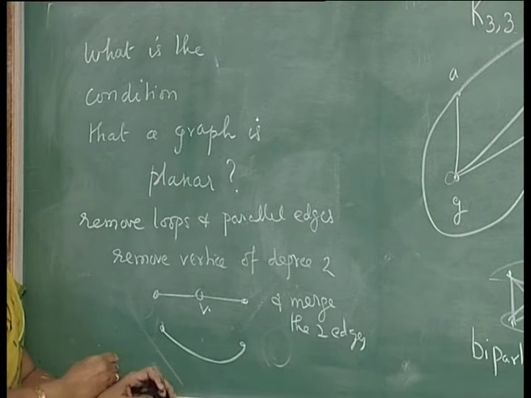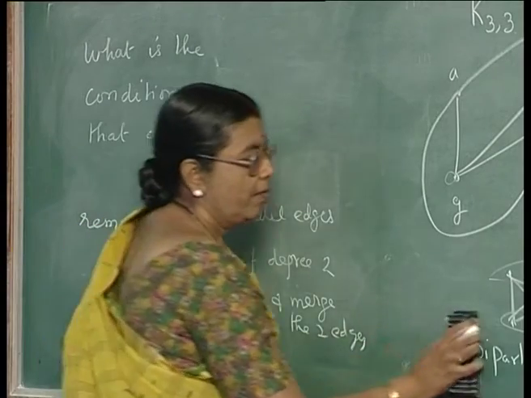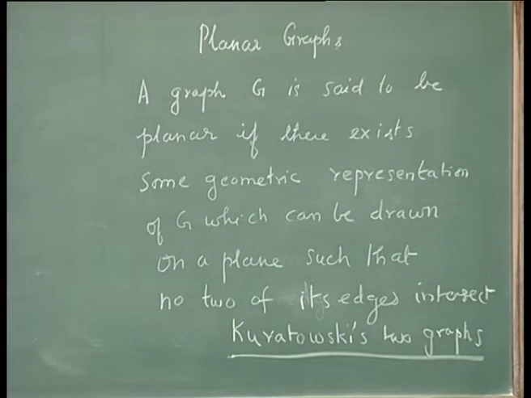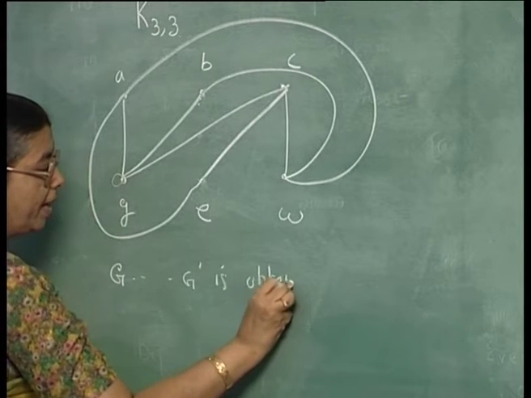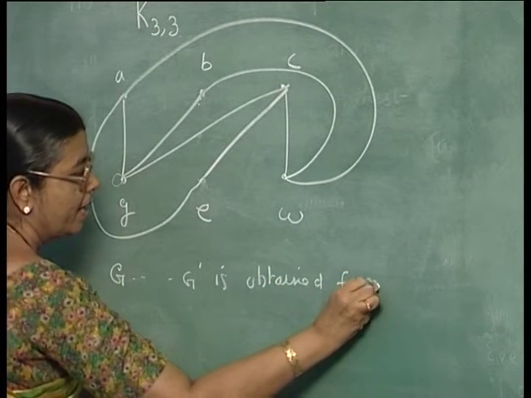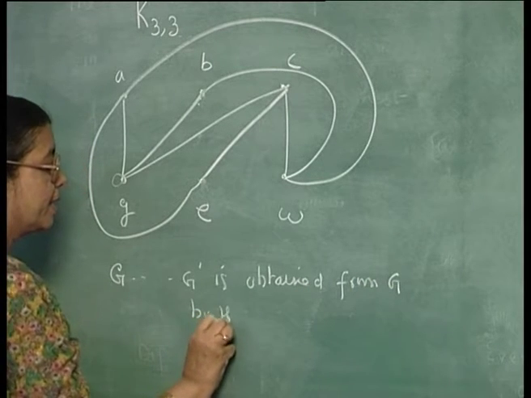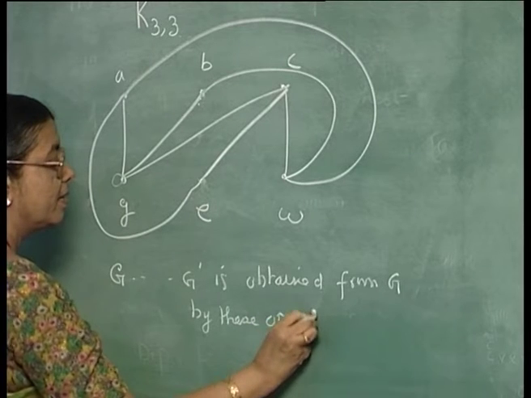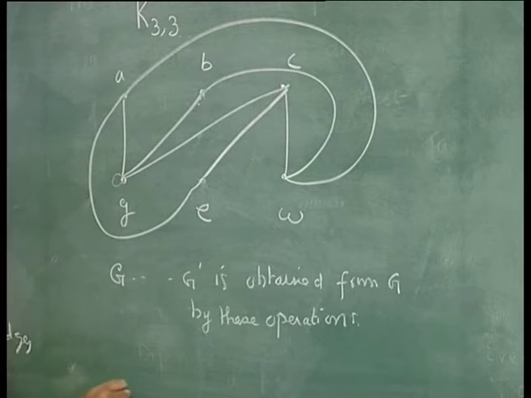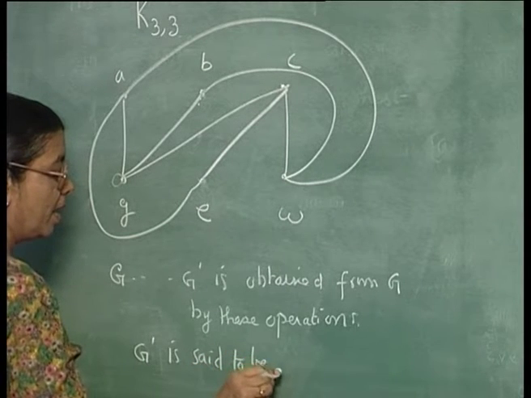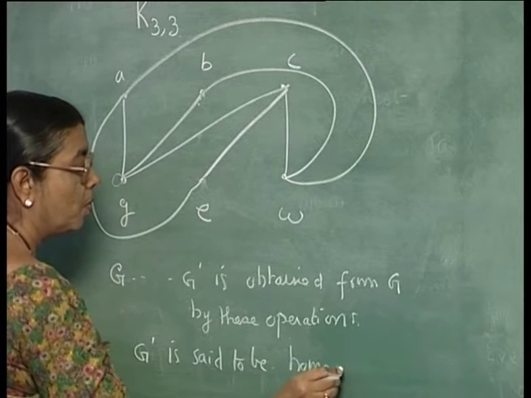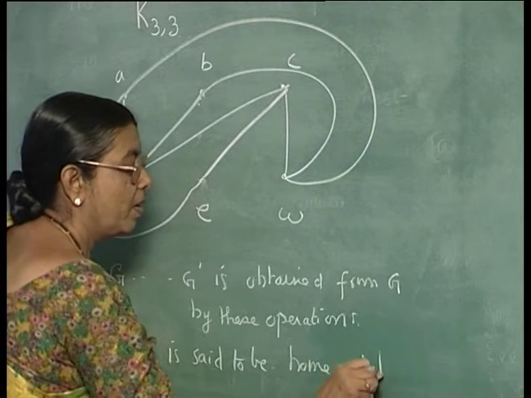Now, if you do that, what happens? If G is a graph and G dash is obtained from G by these operations, then G dash is said to be homeomorphic to G.